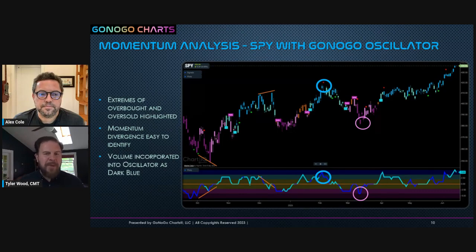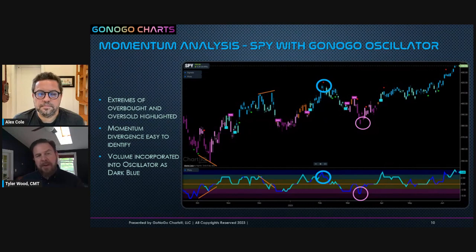Absolutely. And the final piece of the GoNoGo oscillator that we want to point out, we're firm believers in cramming as much information into a simple to read chart as possible. So we have incorporated relative volume right into the GoNoGo oscillator. The simple color change, where we are in this light green, we have lighter volume. And where we move to this dark blue, we have heavy relative volume.